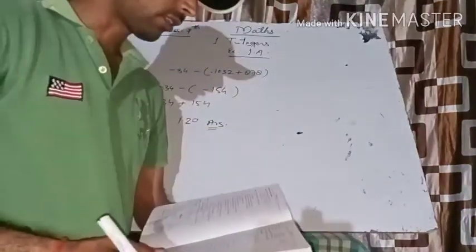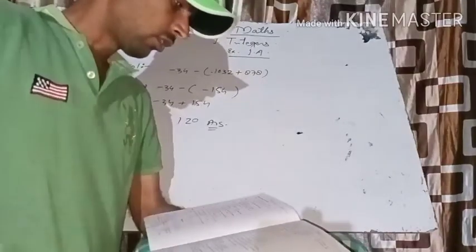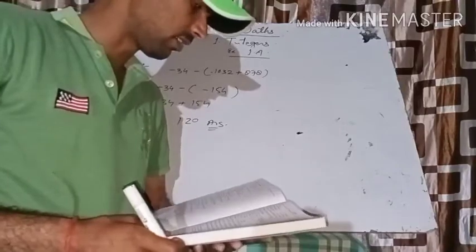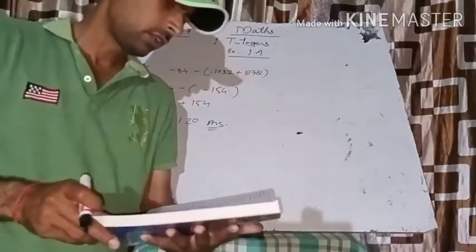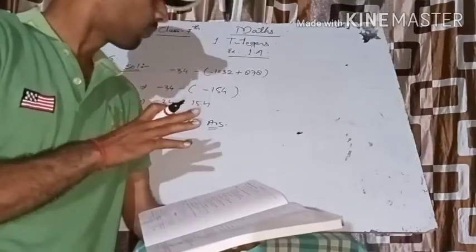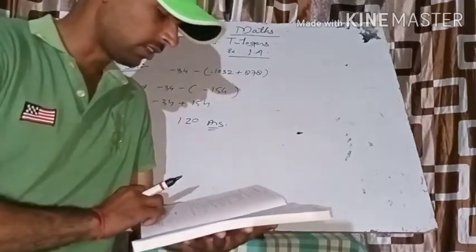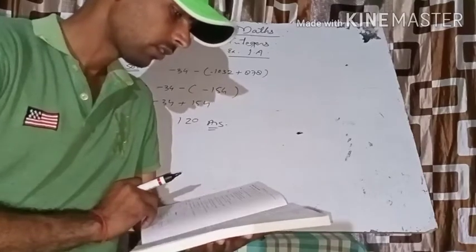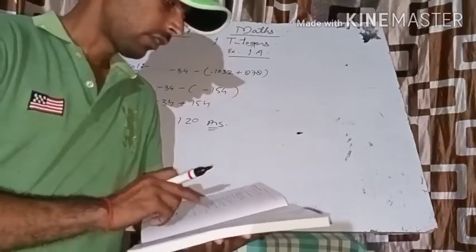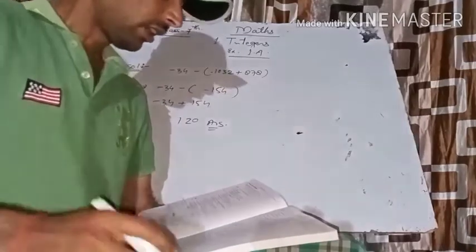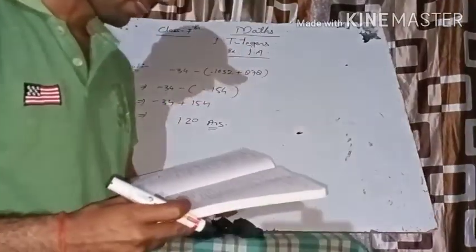In this way you can easily solve the question. In question number 7 you will see that there are blanks. You have to fill the blanks by using the properties of these integers. Now find. Let's do question number 10.